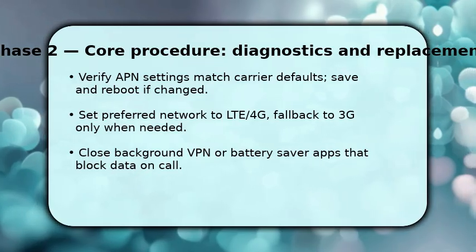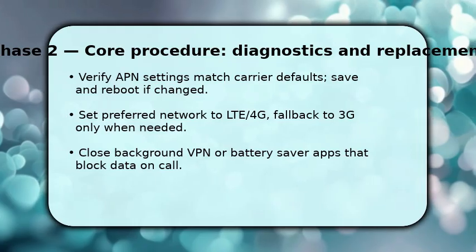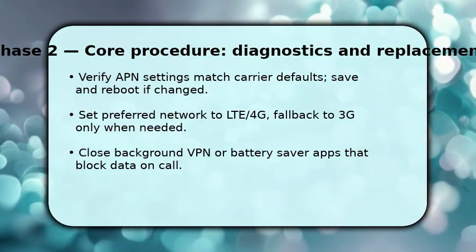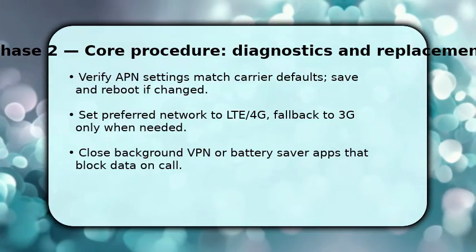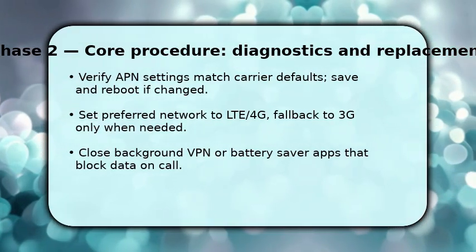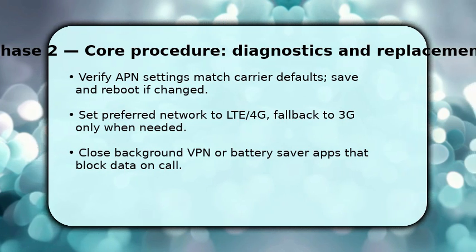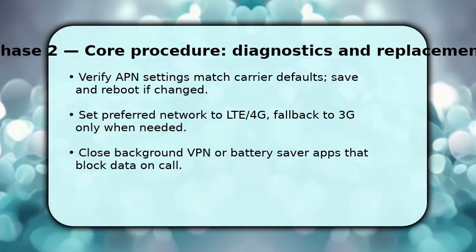Then set preferred network to LTE or 4G so VoLTE LTE stays primary. Only allow 3G fallback when essential. Also, disable battery saver, data saver, or VPNs that may pause background traffic while you're on a call. Doing these steps ensures continuity. Your voice channel remains active, and finally, you validate the setup with a practical test.